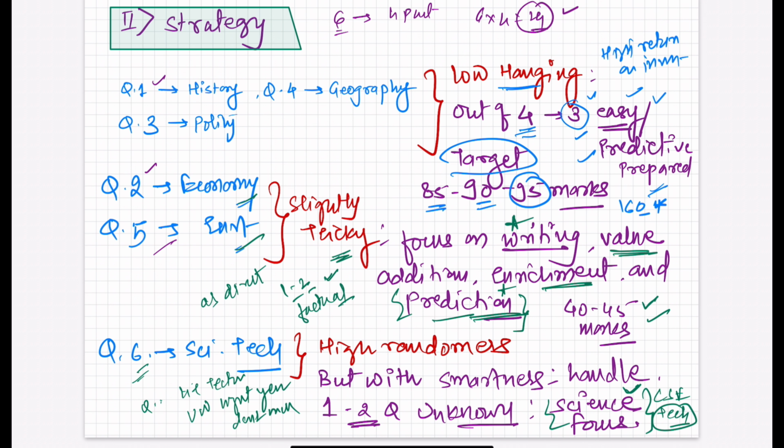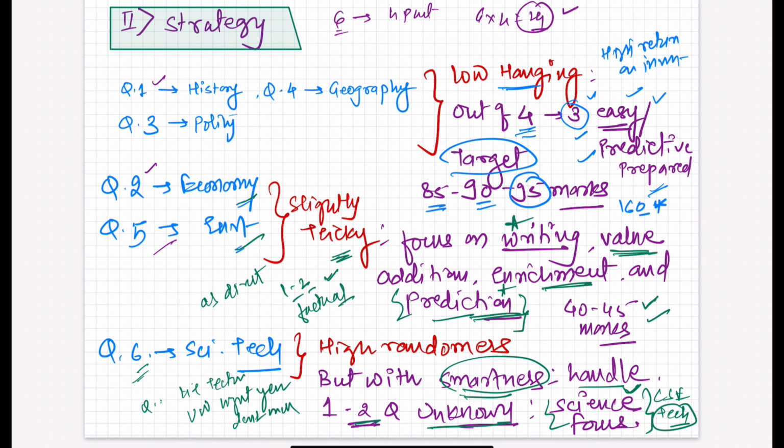Here our focus must be not to tame the randomness, but rather to minimize the variability of it by preparing smartly with certain frameworks or strategies. Here there will be one or two questions which are very unknown, where you won't be able to write even one paragraph or two paragraphs. In that case, you can come up with smart frameworks and smart approaches to handle this.